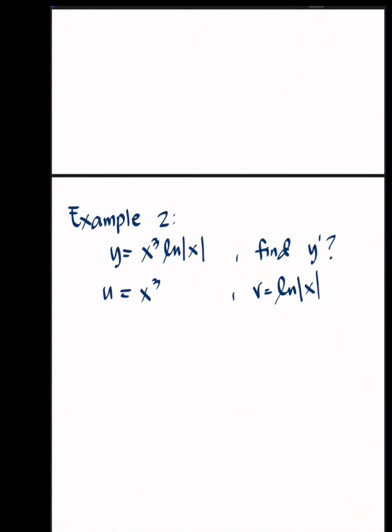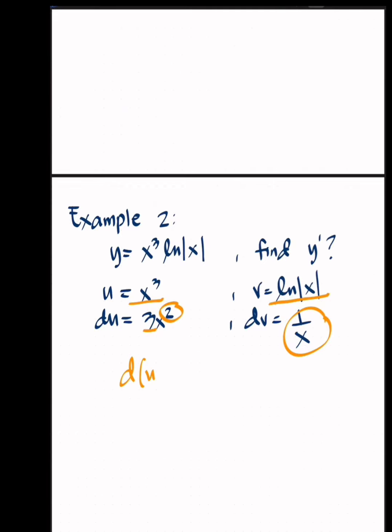Now choosing u equals x cubed and v equals ln of x, their derivatives are, in getting the derivative of x cubed, we just use the power rule. We bring down the exponent and then subtract 1 from it. While the derivative of ln x is simply equal to the reciprocal of x.